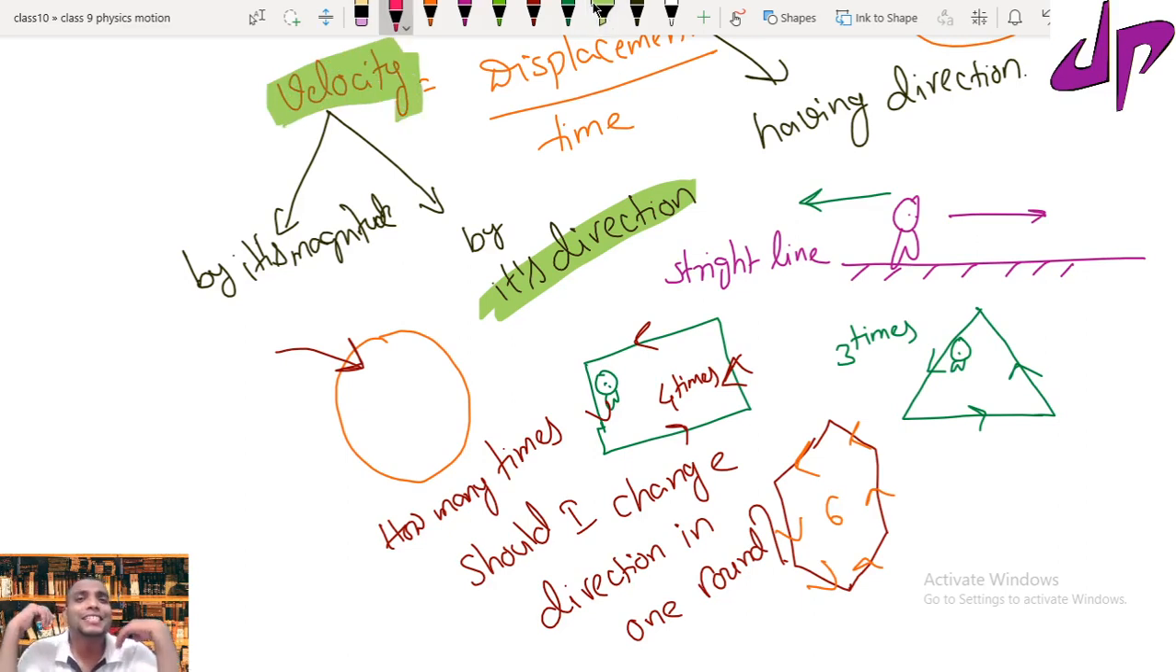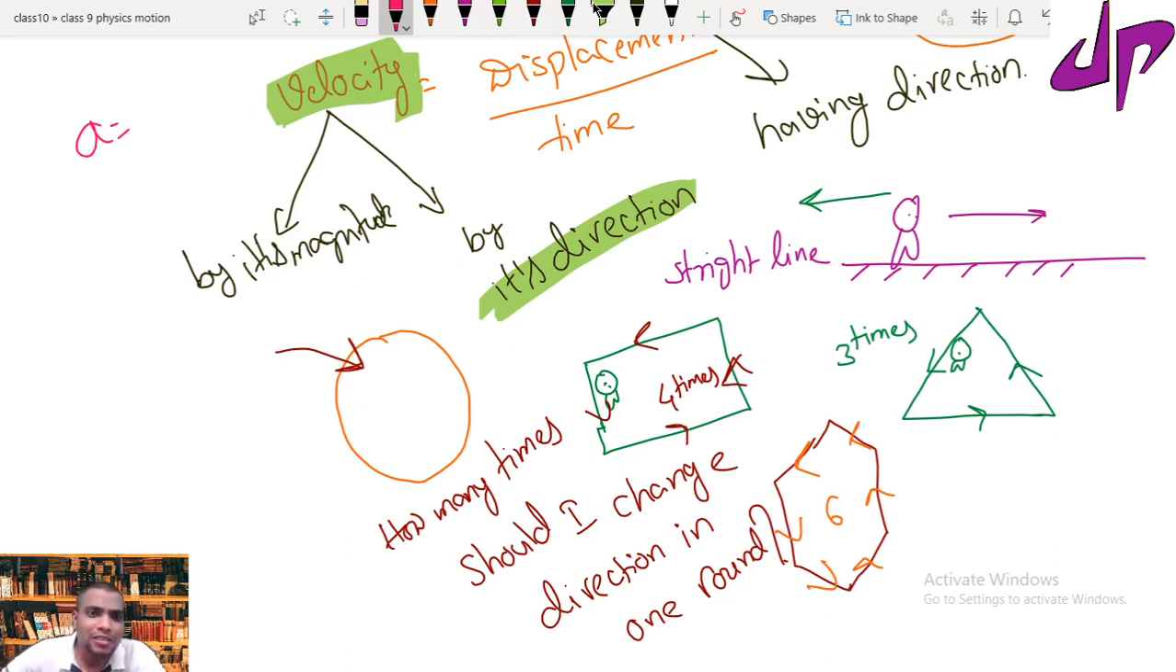So velocity change takes place in two ways. Either in magnitude: if the magnitude is changing, velocity also changes. Not only that, if the object's direction is changing, then obviously its velocity also changes. Now if velocity changes, we can relate it to acceleration also. Acceleration is nothing but the change in velocity by time.